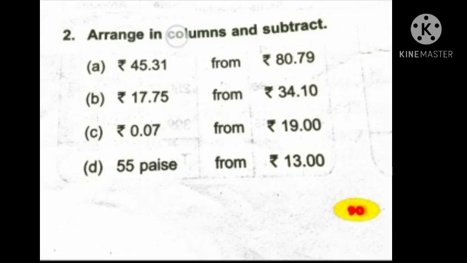Second question, arrange in columns and subtract. In the video I explained A and D sums. You have to do B and C sums as assignment work. So totally how many sums do you have to do? From the first question you have to do D, E, F, and from the second question you have to do B, C. So total 5 sums you have to do children. That is the homework for you children.